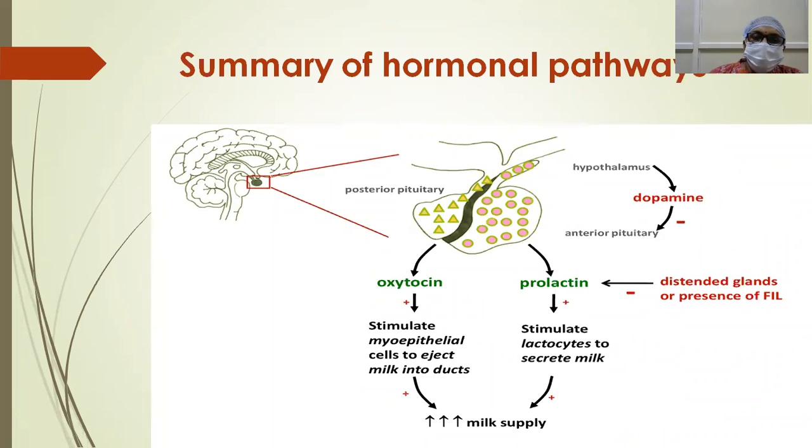So look at this. This is the posterior pituitary and this is the anterior pituitary. The posterior pituitary releases oxytocin. It stimulates myoepithelial cells to contract and eject milk into the ducts. The anterior pituitary secretes prolactin and stimulates the lactocytes to secrete milk, and there is ejection of milk.